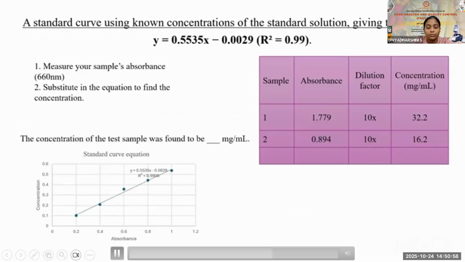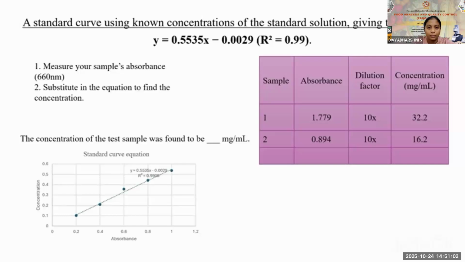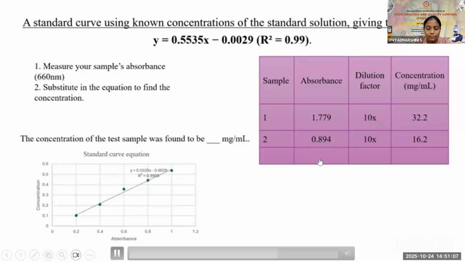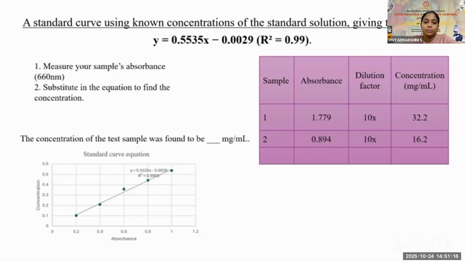So the standard curve equation using the known concentrations of the standard solution, that is BSA standard solution, which has 50 mg in a 100 stock solution, gives the equation y is equal to 0.5535x minus 0.0029, with an R square value of 0.99. So the first step is we need to measure the sample's absorbance at 660. We already did this together with the standard absorbance values. So in the table, I have taken the two samples.